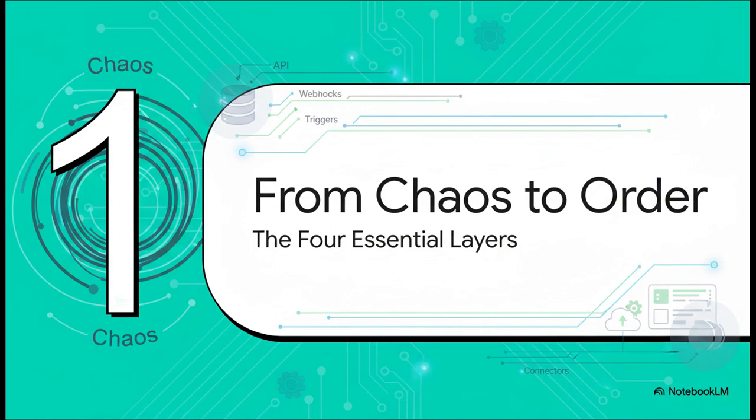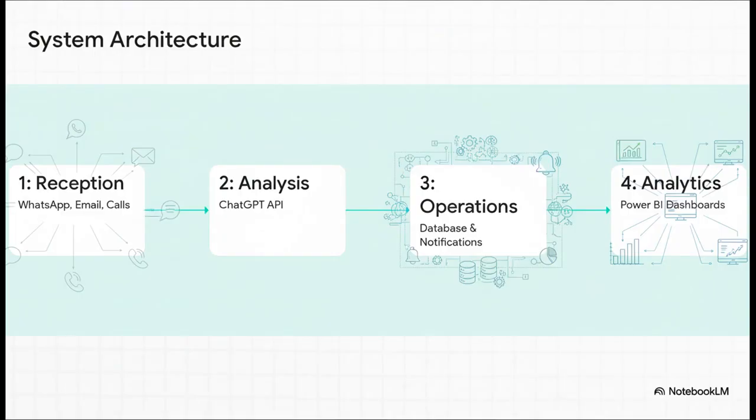Okay, section 1, from chaos to order. Now, before we write a single line of code or build any fancy automation, we need a solid plan, an architecture. This is all about setting up the 4 essential layers for a system that's actually going to work in the real world. Now, what's really important here is how we're breaking this down into 4 distinct layers.